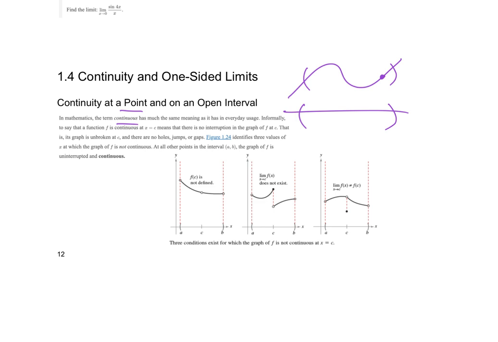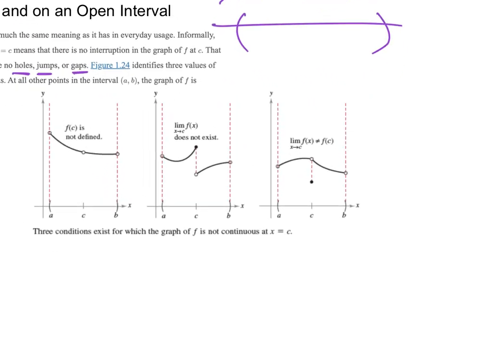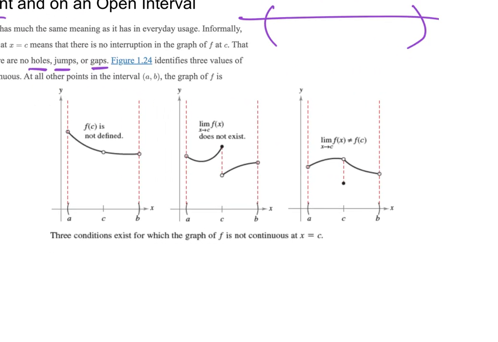So continuous means much the same as you would think. There's no interruption, there's no break. If it's at a point, that means that there is no break at that point. The function just goes seamlessly through that point as you would expect. If it's over an open interval, there are no breaks, and it says it here, no holes, jumps, or gaps, at a point or over the entire interval.